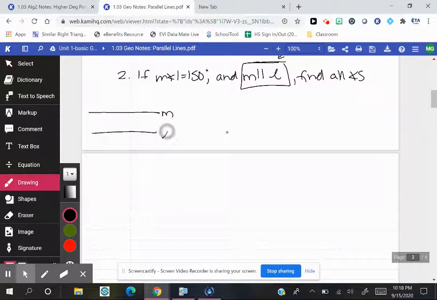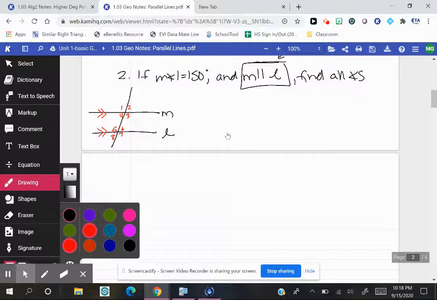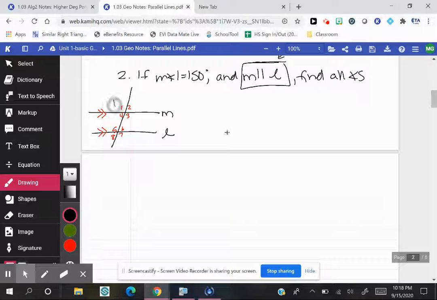So M and L. Also, if I didn't mention it already, these lines should be parallel, and to mark those, you use those little arrows. If you had another set of parallel lines, you would use double arrows on those. All right, we still have angles 1, 2, 3, 4, 5, 6, 7, 8, and we are given that the measure of angle 1 is 150 degrees.